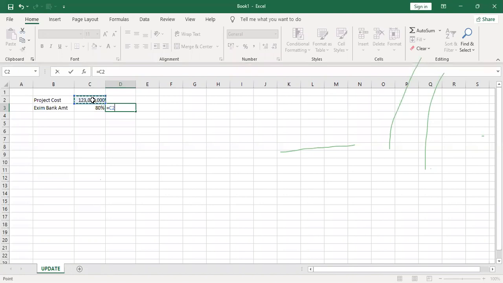Then times. Some of you don't know how to get times. You can press shift and 8 at the same time, or on the numeric keypad on your right hand side you have the multiplication icon. Then you click on 80%, and then you press enter. Enter is on your keyboard. So you'll be able to see the Exim Bank amount.